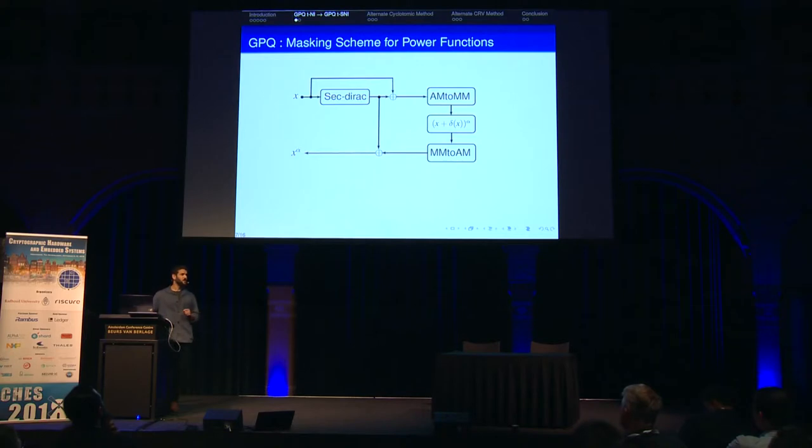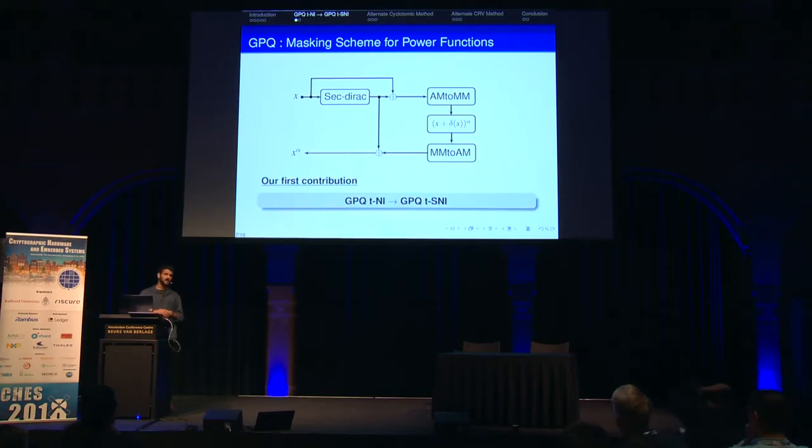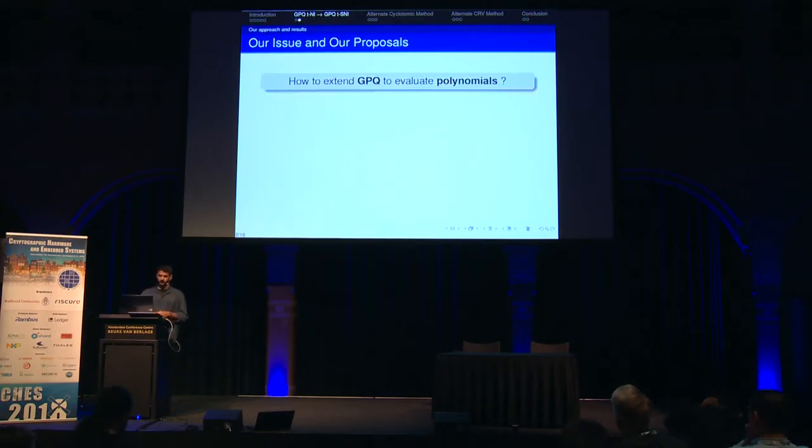If we take a closer look at how GPQ works to evaluate a power function, it first computes the secure Dirac function in order to get a non-zero element before converting it into a multiplicative masking with the AM to MM transformation. Then it processes the power function very efficiently since a multiplicative masking is used. Finally, it converts the power back into an additive masking and removes the Dirac to obtain the desired power. The first contribution in the article is that we have proved this scheme for power functions to actually satisfy the TSNI requirements. Since this scheme is one of the most efficient schemes for the AES, which is a power function, a natural question is how to extend GPQ to evaluate polynomials very efficiently.